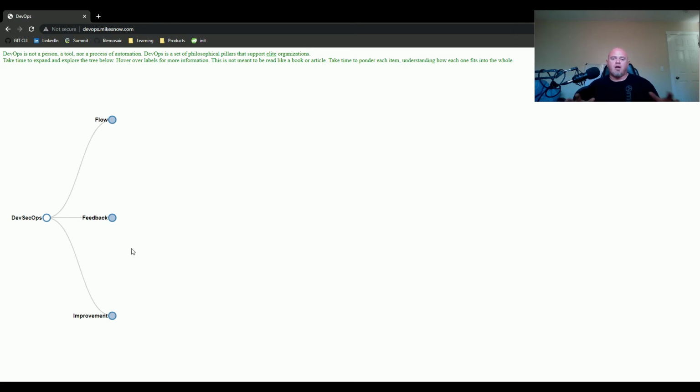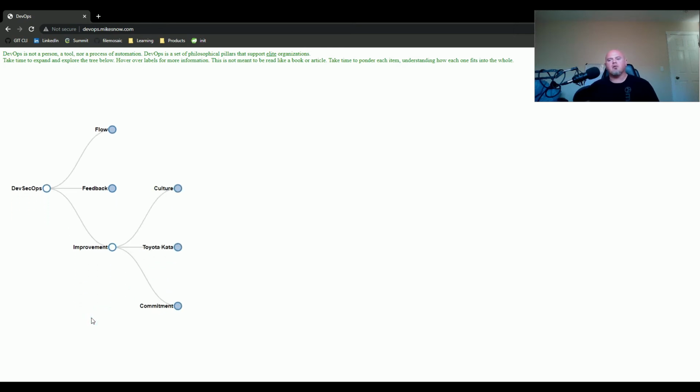Improvement sort of wraps around everything and everyone. Since DevOps is a philosophy, it's something that we have to continuously strive for in order to be honest with ourselves and honest with our customers. We have to identify things that need to be improved and actually improve them. Stepping into improvement, it's not all about process improvement. It's also about what is needed to facilitate improvement as a whole.